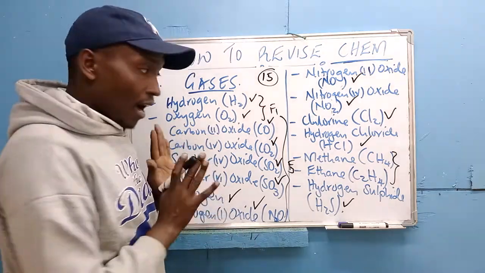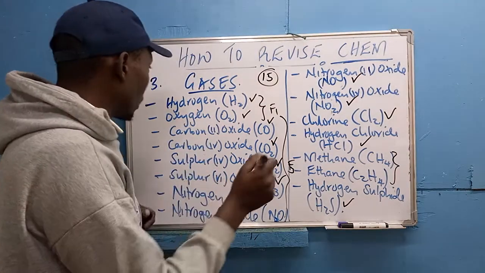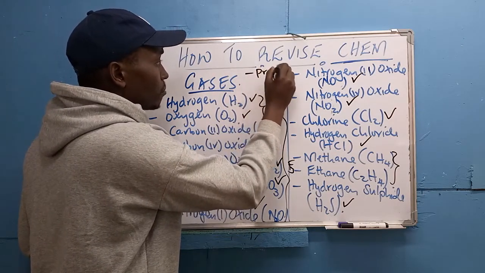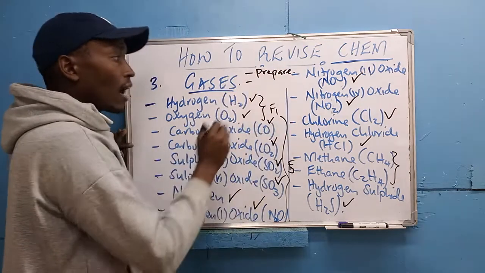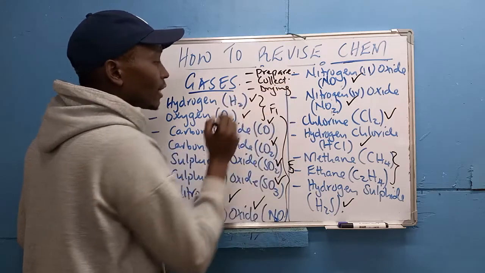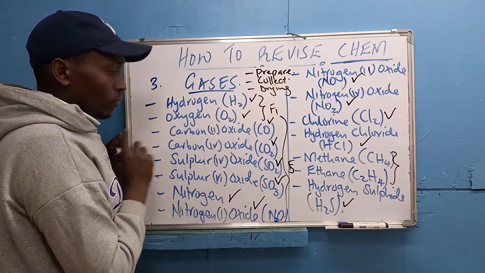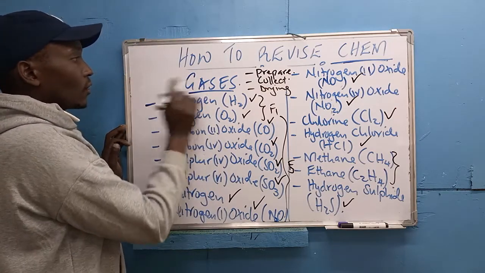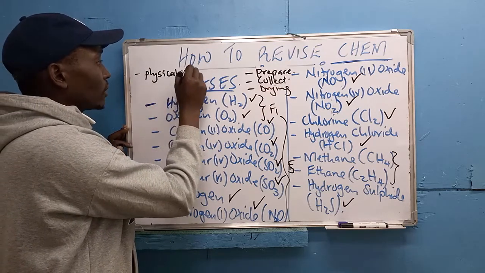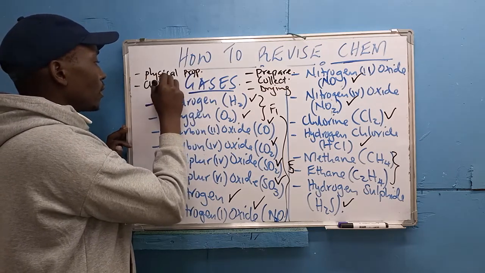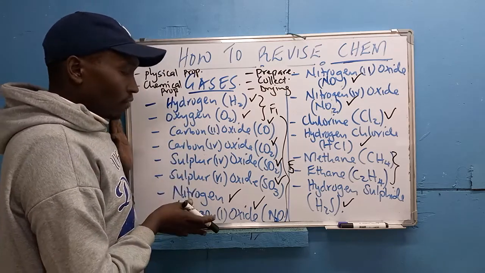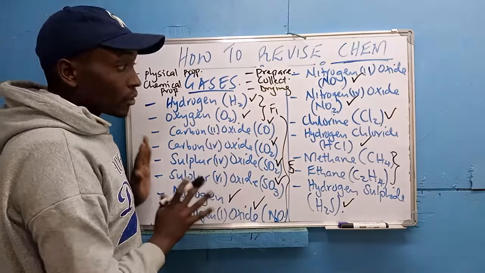If the student can learn how to prepare them, because the way to revise this is to learn some very few things. How to prepare them, how to collect these gases. Of course, after drying, what are the drying agents? What exactly do I need for them to be dried? Then the other concept is all about physical properties. What are their physical properties? Then chemical properties. If a student is able to cover these, then the student will be so much conversant.